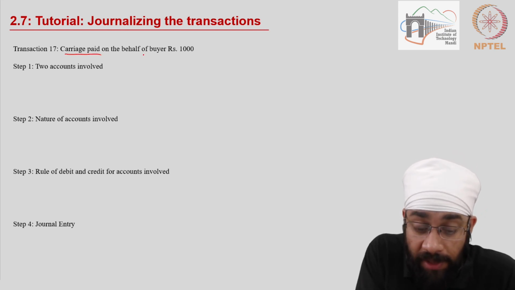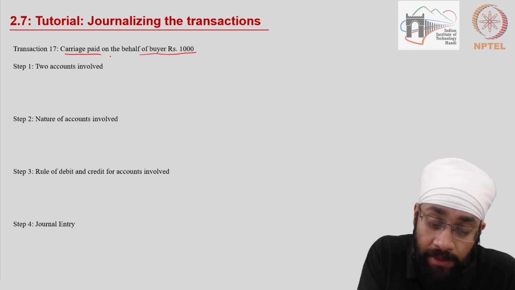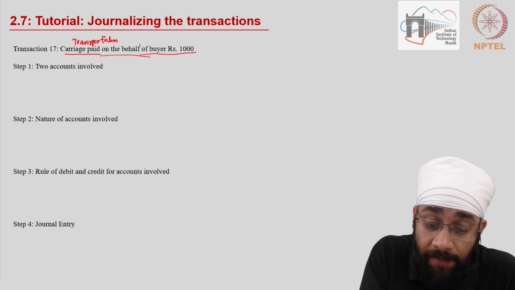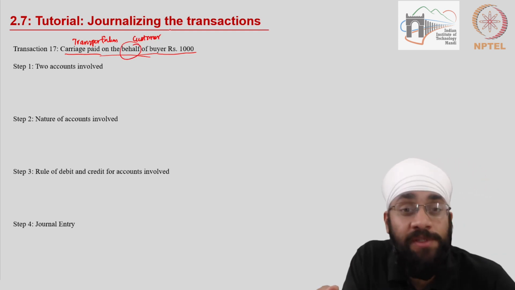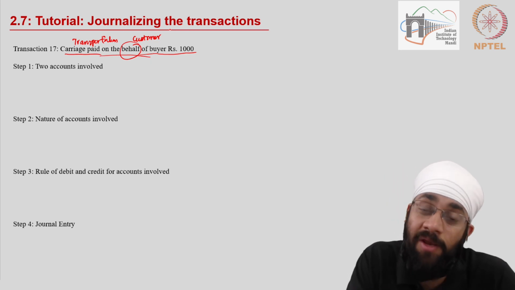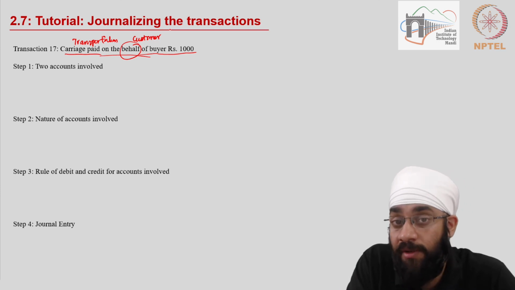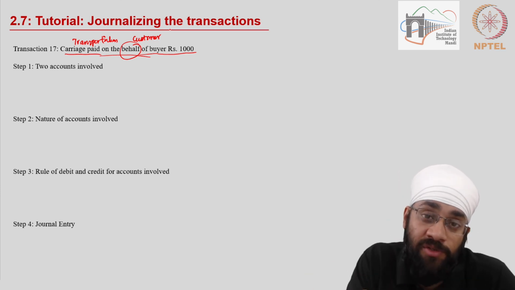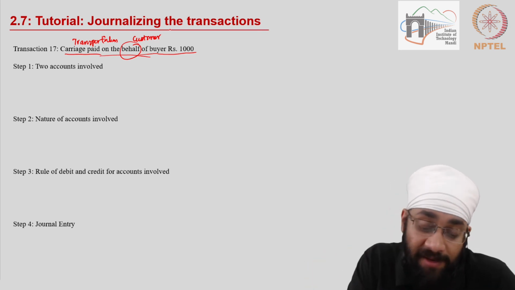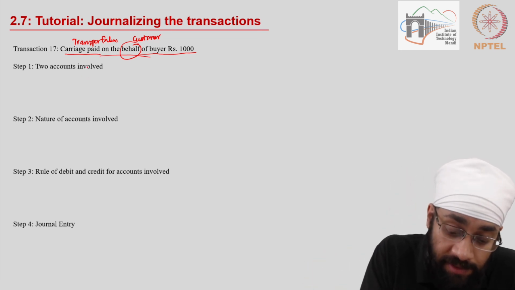Carriage paid on behalf of the buyer. What does it mean? Carriage again is a transportation cost. There is a buyer, which is your customer. You would have sold him some goods, and when you deliver the goods, you would have paid for transportation, but the customer should have paid for transportation. So now you have to recover this money from the customer, right?